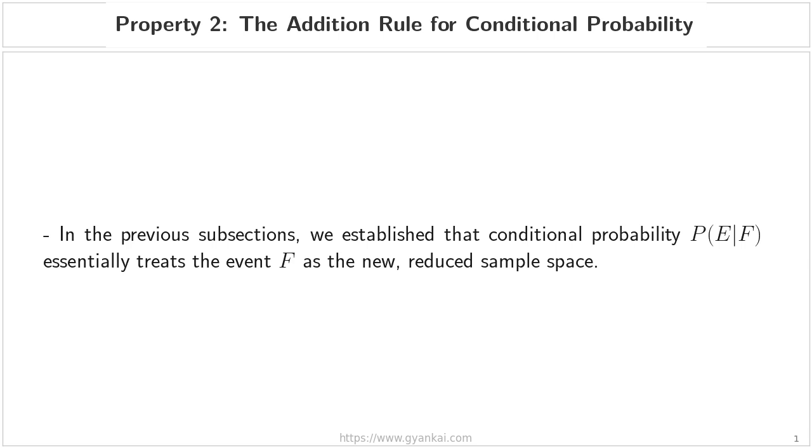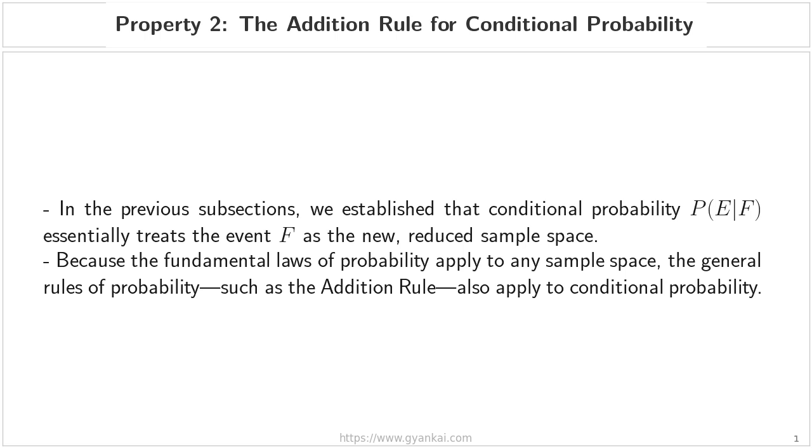Before we dive into the new formula, let's quickly recap what we've learned so far. In our previous lessons, we established a very important concept. When we look at a conditional probability, written as the probability of event E given event F, we are essentially treating event F as our new reduced sample space. In other words, we are ignoring everything outside of F and focusing only on what happens within that specific condition.